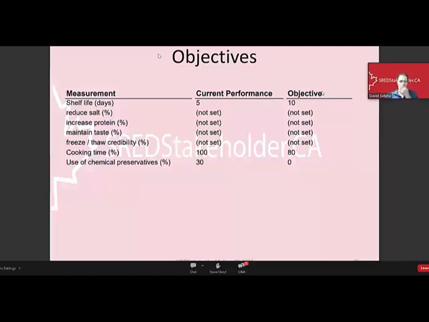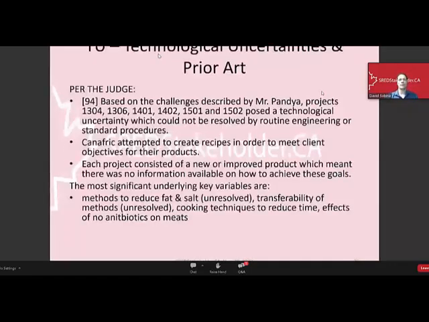Okay, so in particular, in this case, the client across the products identified a series of measurable performance parameters, and they varied product by product, but they tended to look at shelf life, salt percentages, protein percentages, taste, which is something that we're going to talk about later, because there's both eligible components of that and ineligible components. Freeze thaw credibility, so the ability to freeze something and thaw it, and maybe multiple times, and maintain the integrity and safety of the food. Cooking time, and use of chemical preservatives are some of the key objectives that were identified in the projects in question. Okay.